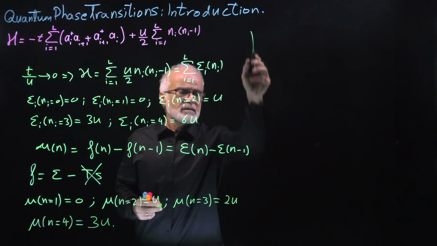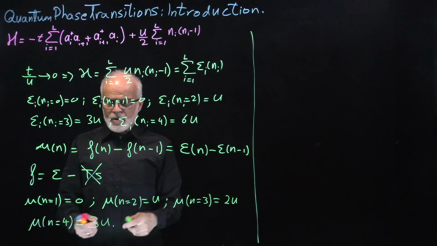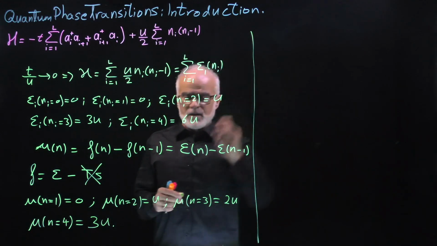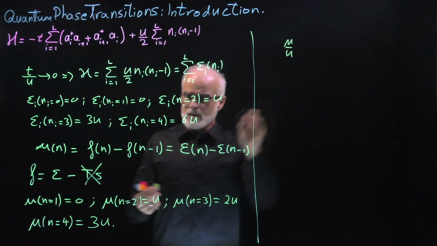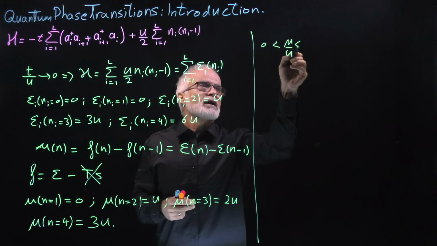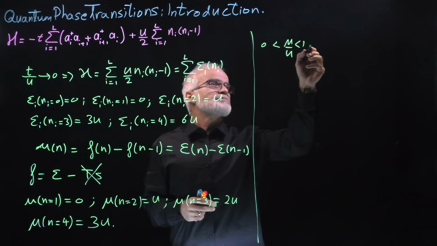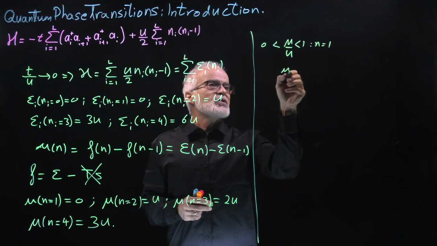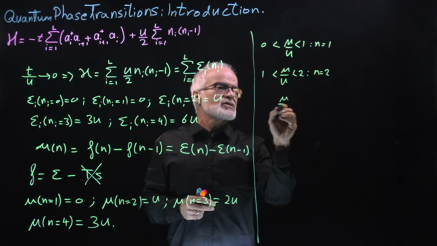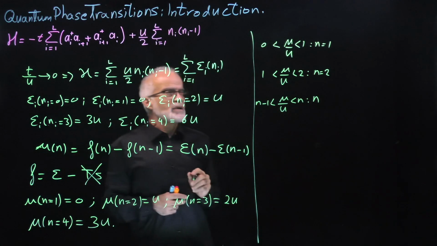So you see here that there are intervals of chemical potential for which the density remains the same. The number of particles per site remains the same. So for example, if I divide by U, so mu over U, I can divide both sides of each of these equations by U. If mu over U is between 0 and 1, I have 1 particle per site. If mu over U is between 1 and 2, we have 2 particles per site, and so on. I will write n minus 1 and n. We have n particles per site.